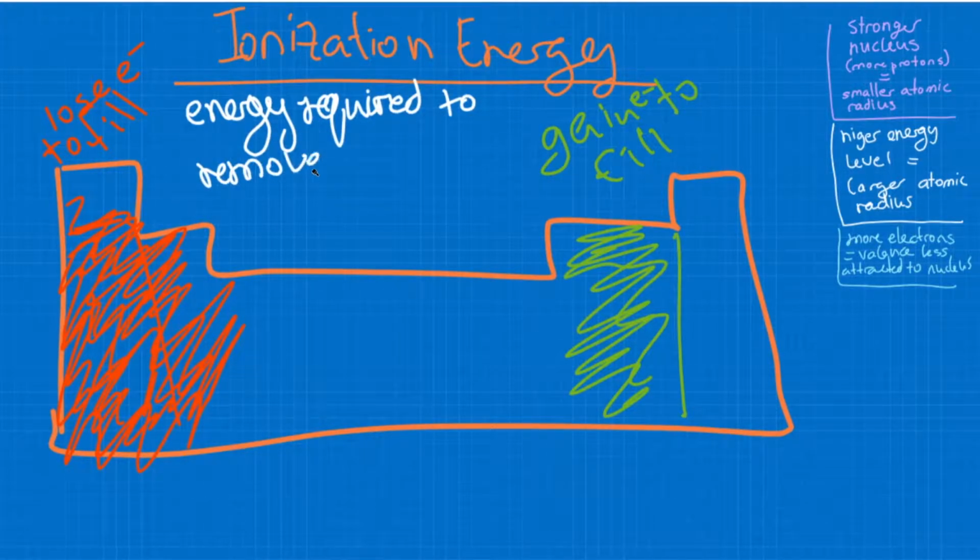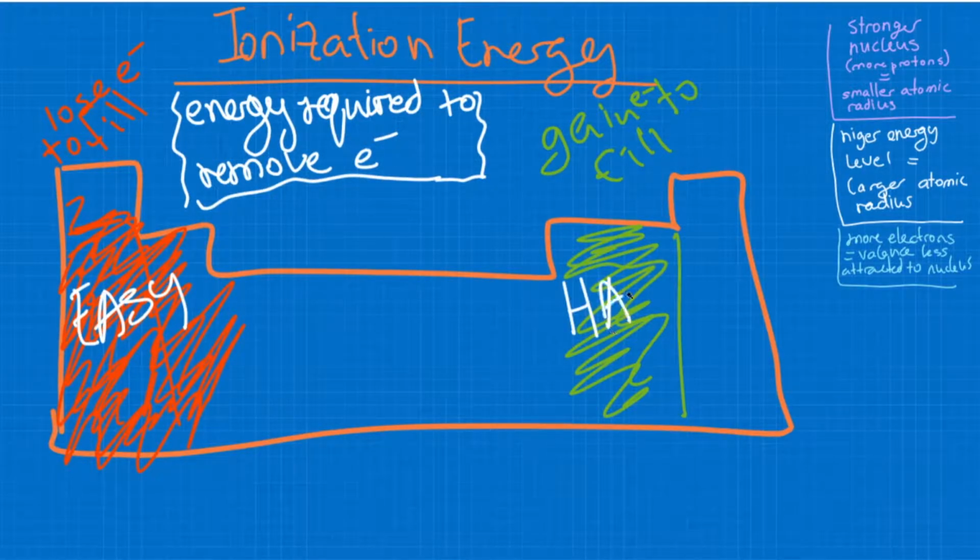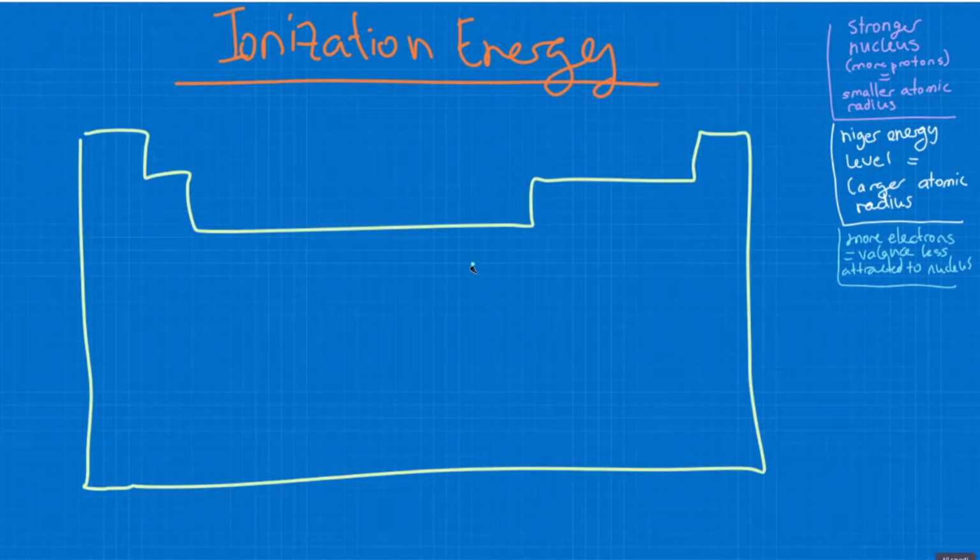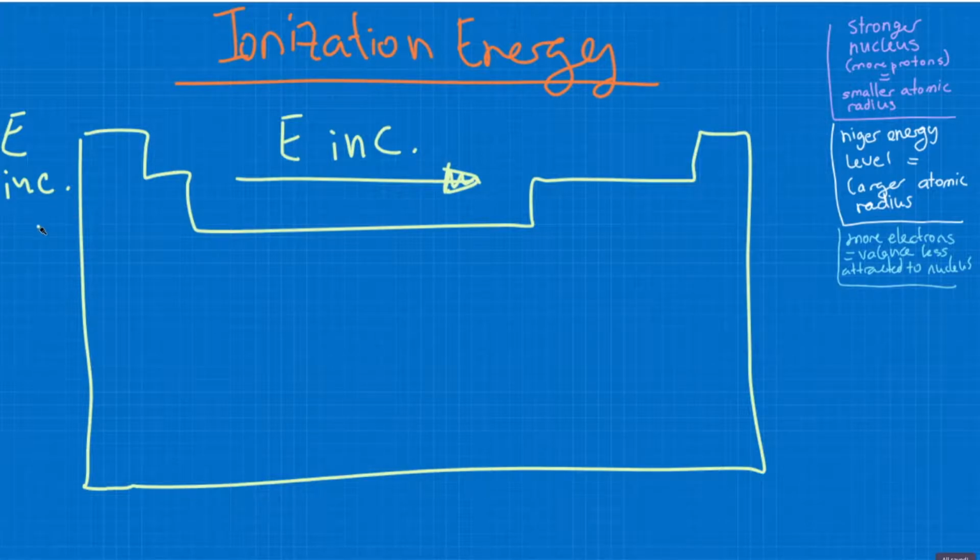With the atoms that want to lose their electrons, it's easy for them. And the atoms that don't want to lose, they want to gain electrons, it's harder to do for them. Which means it takes less energy to remove an electron from the atoms that want to do it, and more energy from the atoms that are resistant to it. Ionization energy increases going to the right, and ionization energy increases going up.